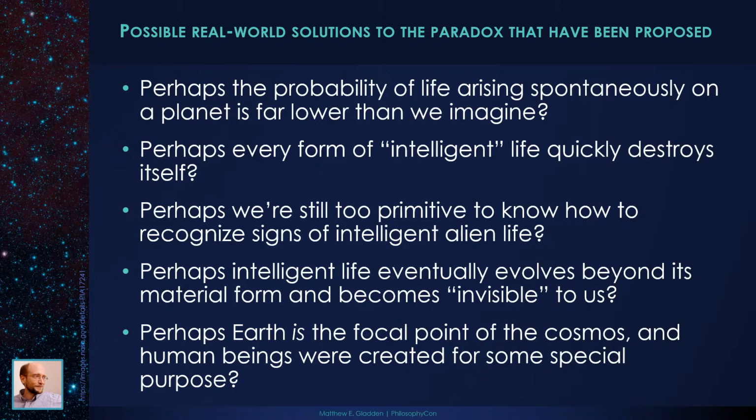Others argue that intelligent life forms eventually evolve beyond material existence altogether, which was a key element of the 1956 film Forbidden Planet. And yet other scholars argue that perhaps Earth is the focal point of the universe, that human beings are special, and we shouldn't expect there to be life on other planets.